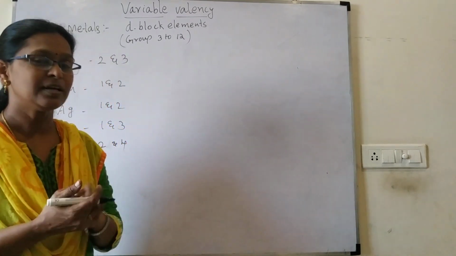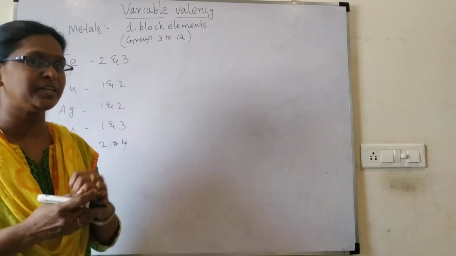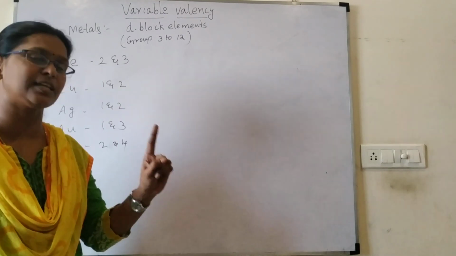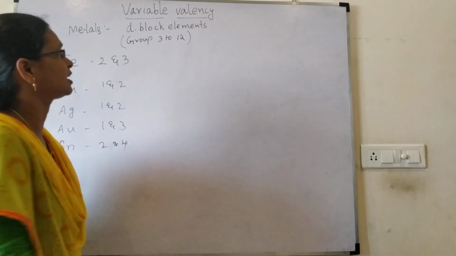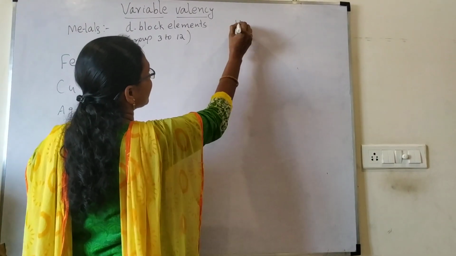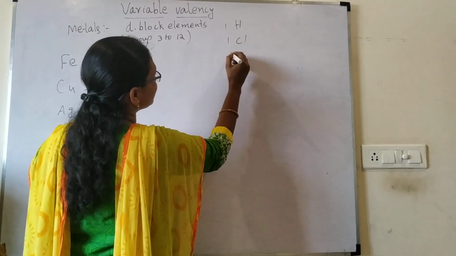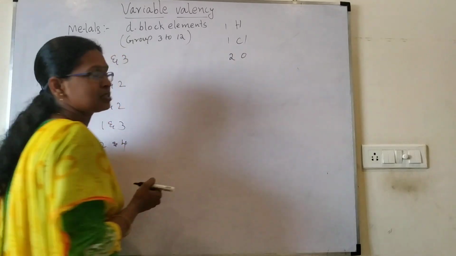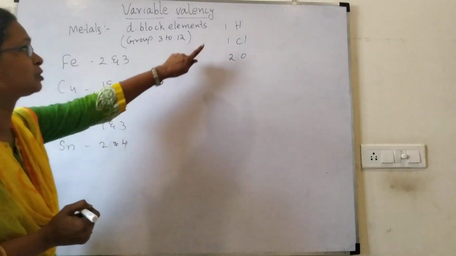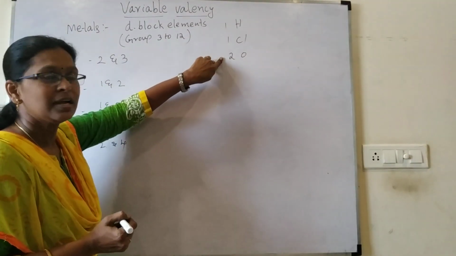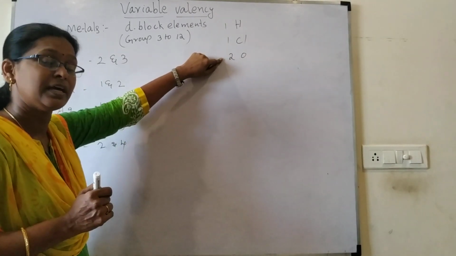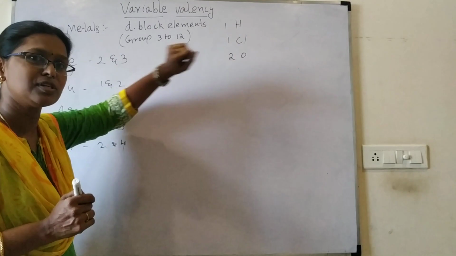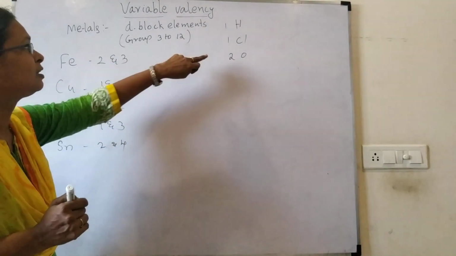And the other one, according to the new concept, what we discussed is addition of one hydrogen atom, one chlorine atom, or double the number of oxygen atoms, right? One hydrogen or one chlorine or double the number of oxygen atoms. This is what we have discussed about the valency definition. And along with that we discussed one more also: sharing of electrons, gaining of electrons or losing of electrons. That also comes under valency.